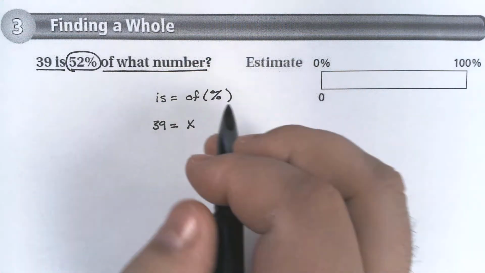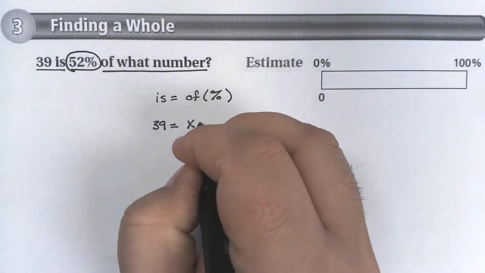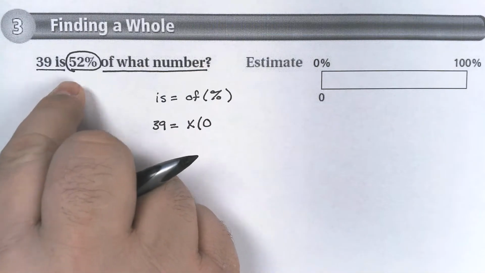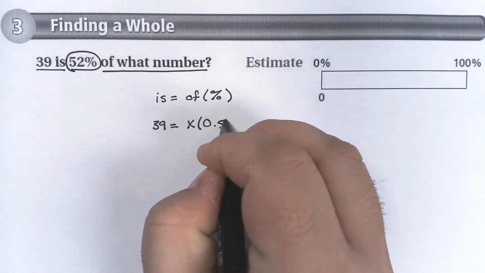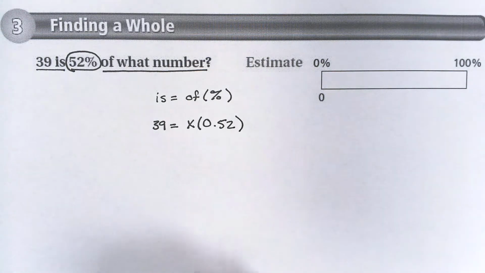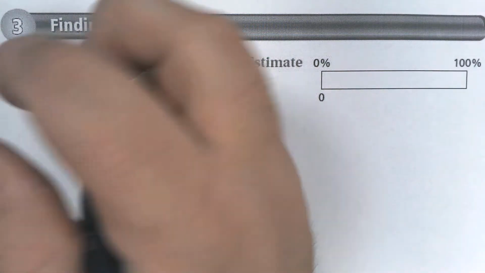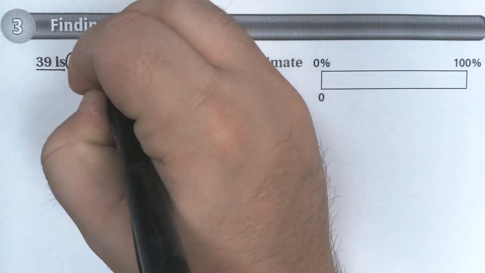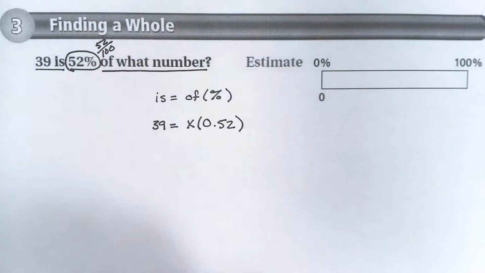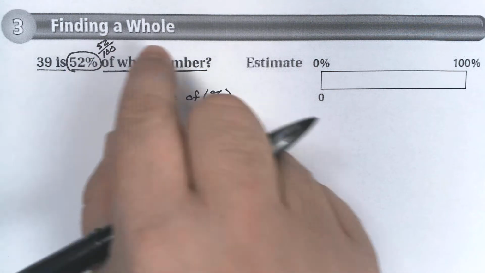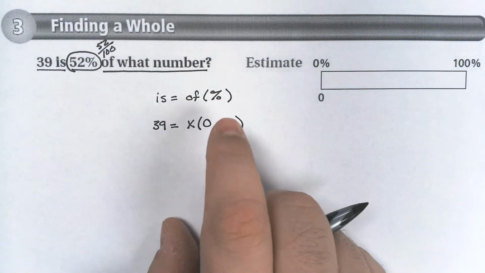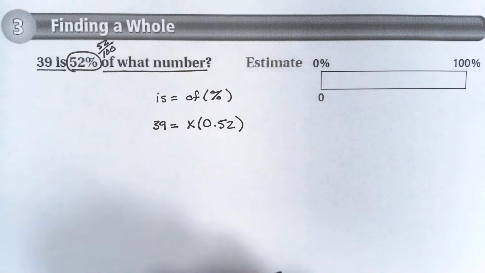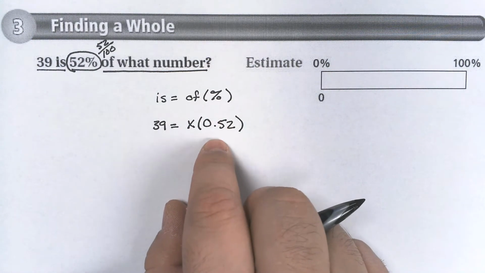Now, of what number? That was my of. And then 52%. Now, I got to remember I can't use 52 here. I got to use 0.52. Because in reality, 52%, just to make sure I'm being clear, is actually, as a number, 52 over 100. If I convert it to a decimal so I don't have to multiply by a fraction, that is 0.52.